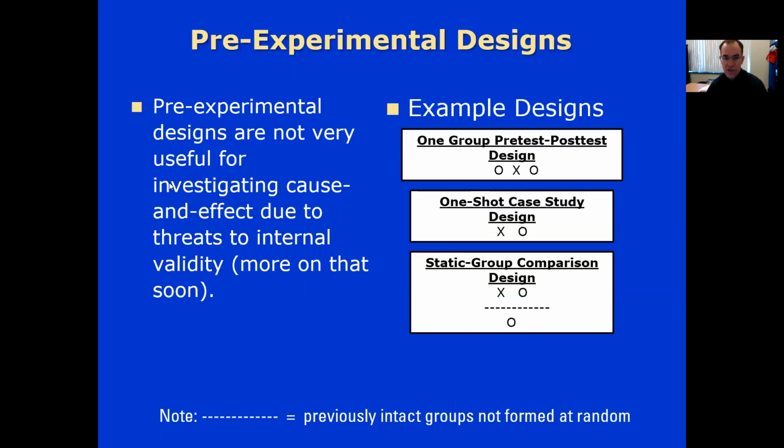That's why, over here, when we talk about the pre-experimental designs, they are not very useful for investigating cause and effect due to threats to internal validity, which I'll talk about in a little bit. So that's just an example of some pre-experimental designs that are best used for preliminary data that might be used to design a larger experimental study.